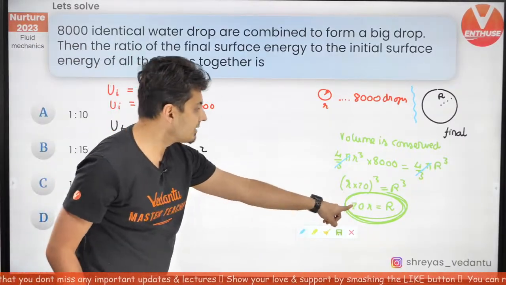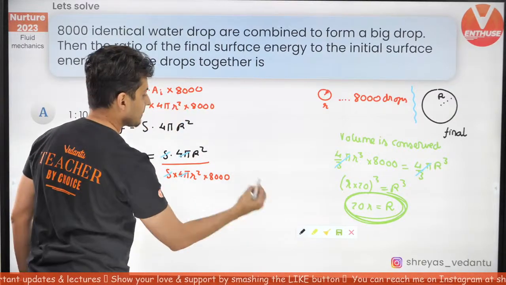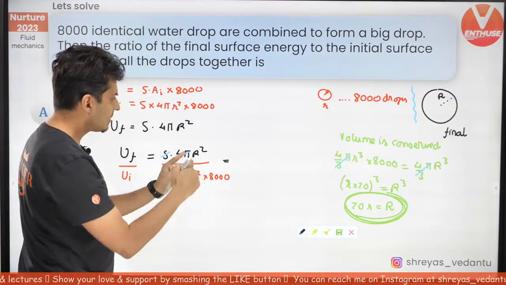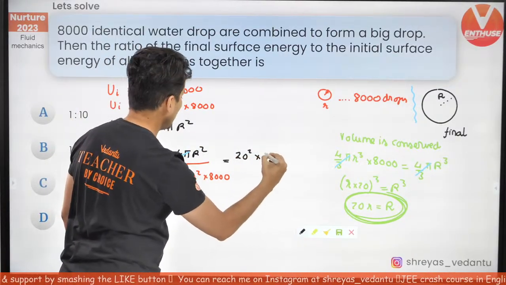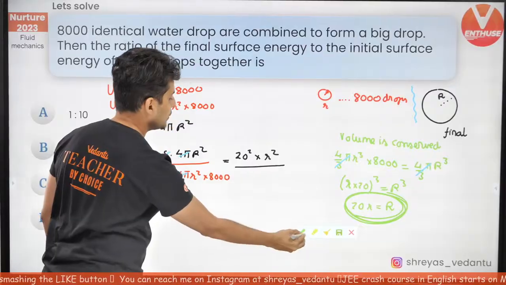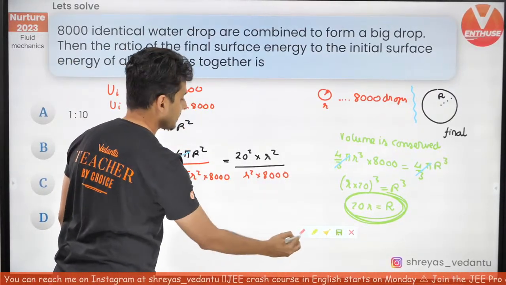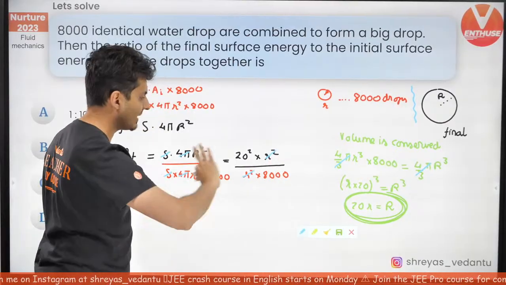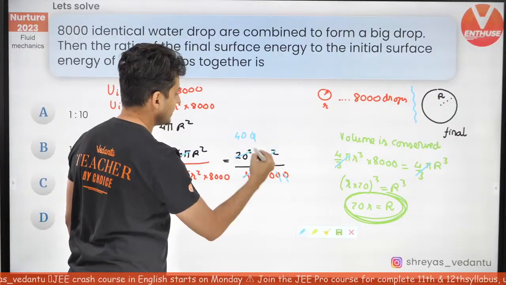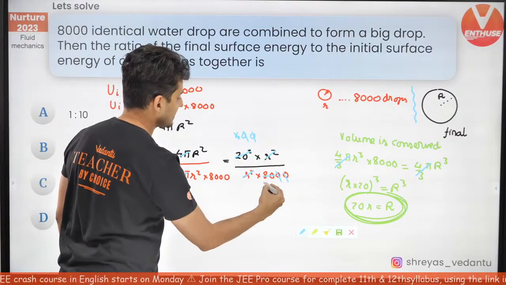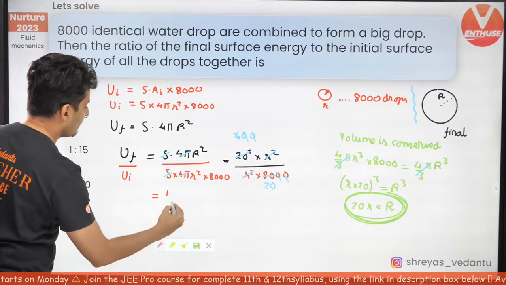Now capital R is 20r. Sorry, my bad, I said cube, but capital R is 20r. So I have to square it over here. So 20 square into r square is what I'm going to get in the numerator. And in the denominator, I will have small r square into 8000. You can obviously see small r square cancels. 20 square is nothing but 400, and 8000 divided by 400 is 20. So the answer should be basically 1 by 20.